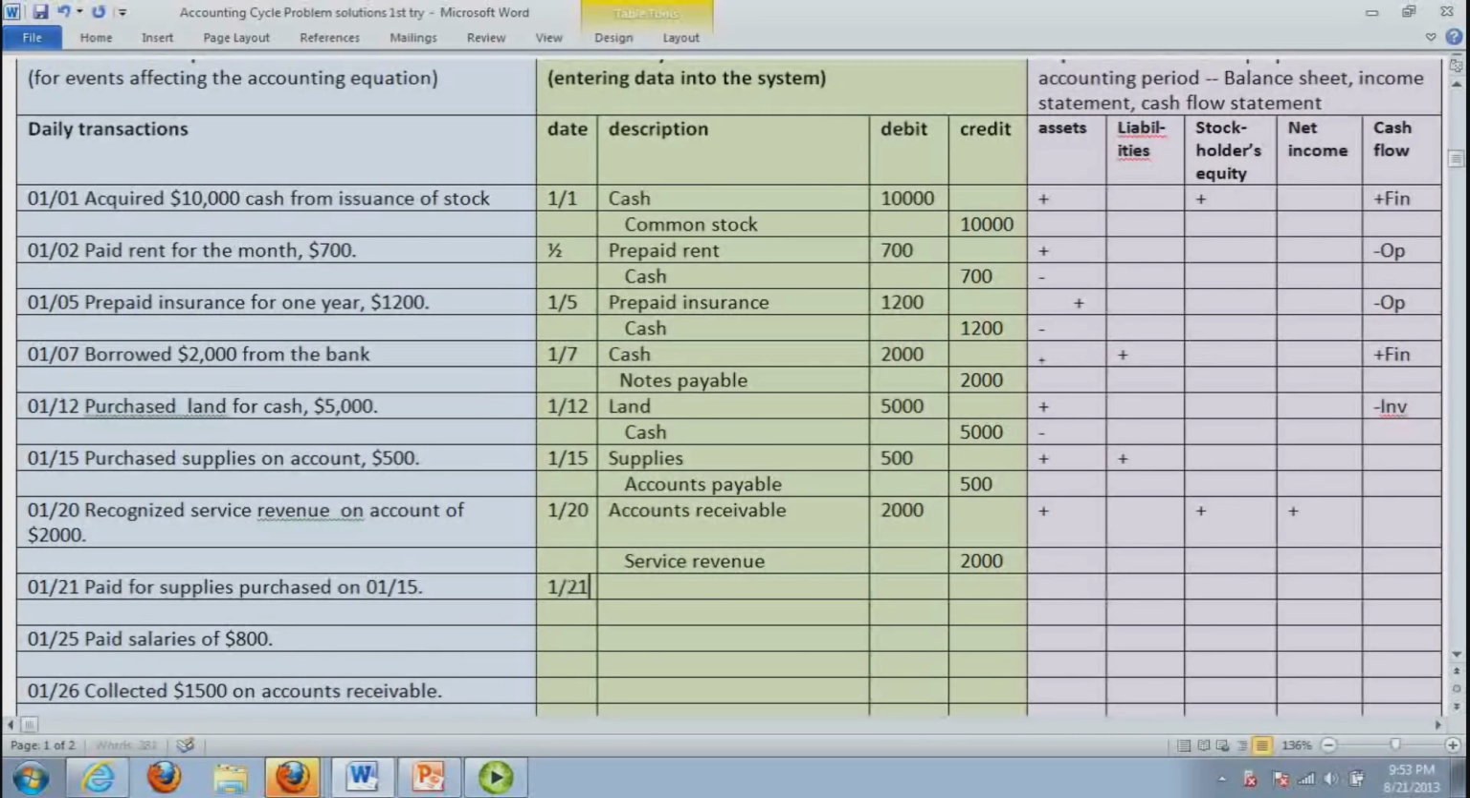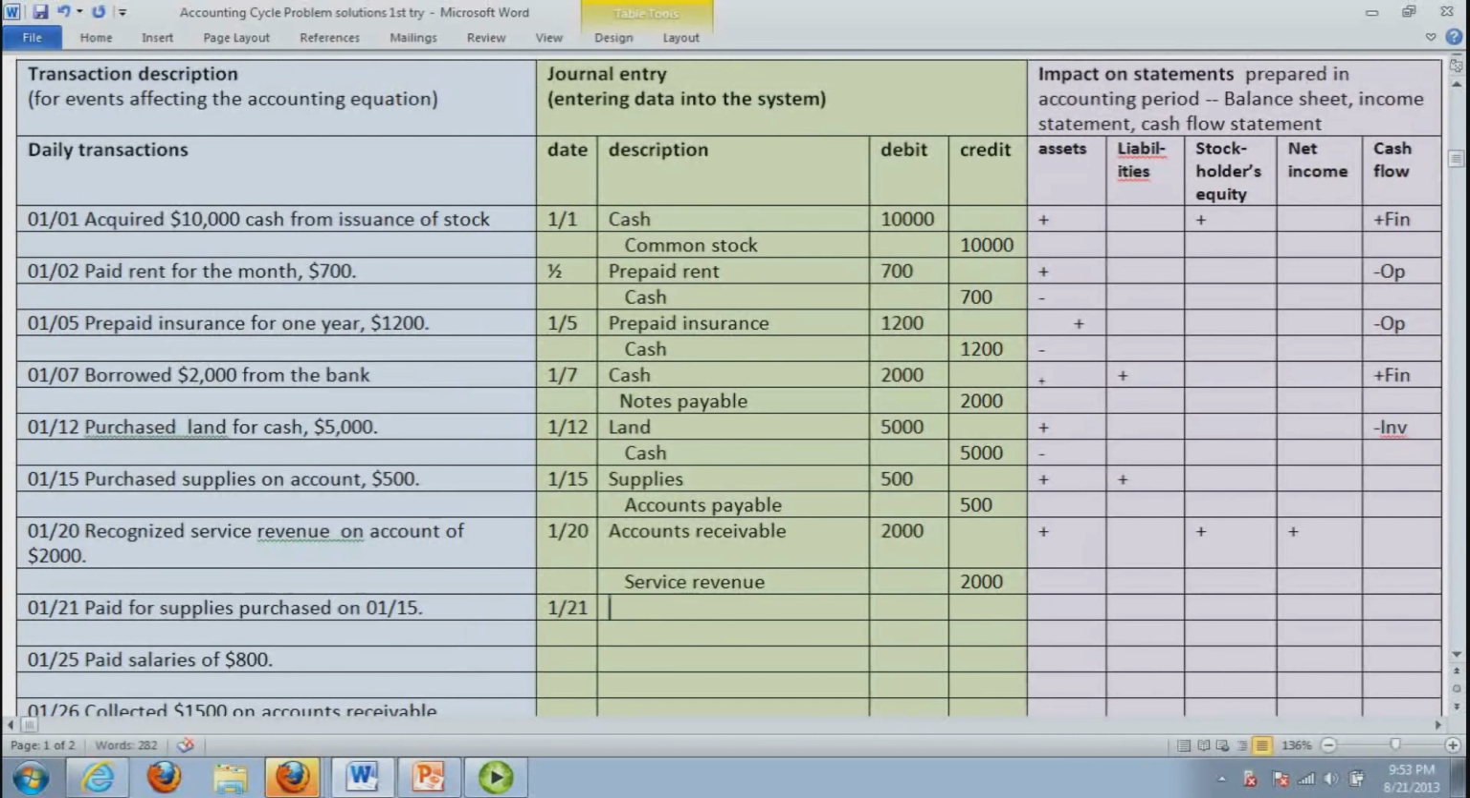And then January 21st, we pay for supplies purchased back on January 15th of $500. So we don't have to repeat the supplies. We've already recorded those. We simply need to reduce our accounts payable because we are paying it, and cash, of course, goes out. So we debit accounts payable. That's going to go down for $500, and then we credit cash.